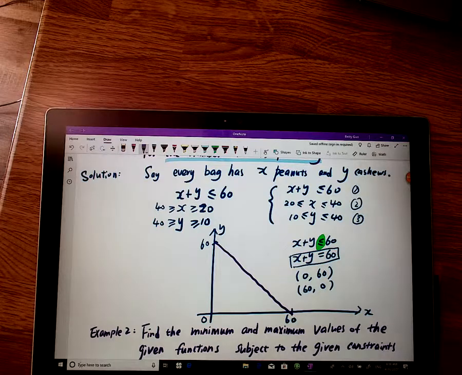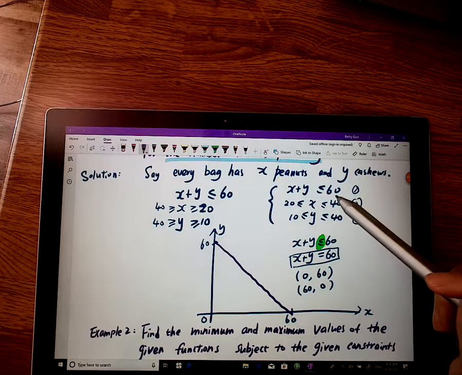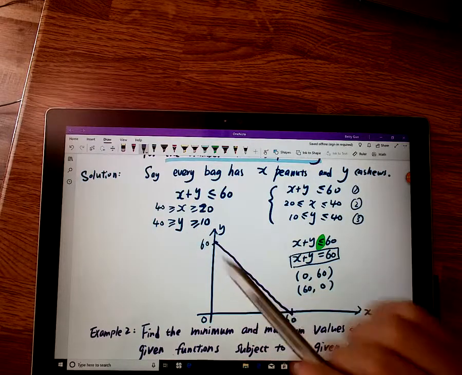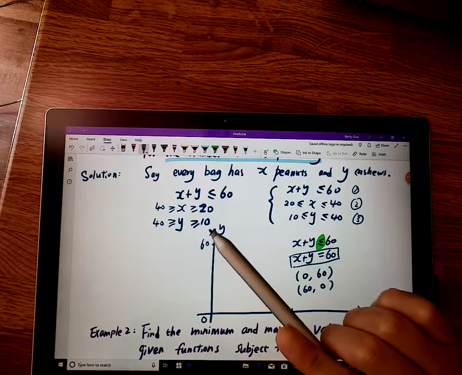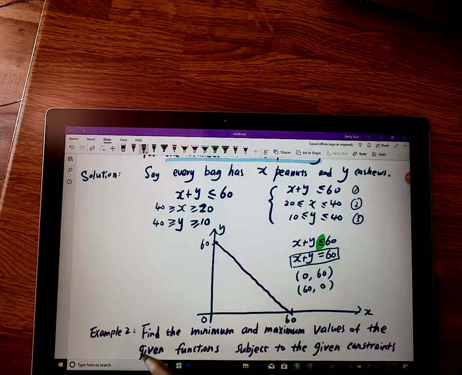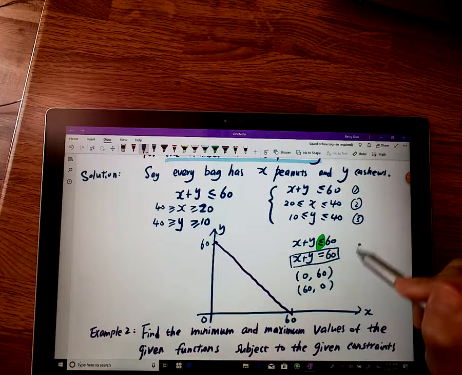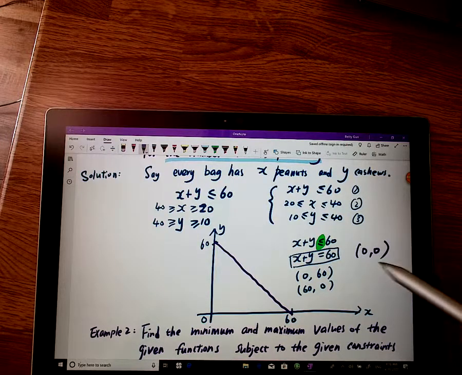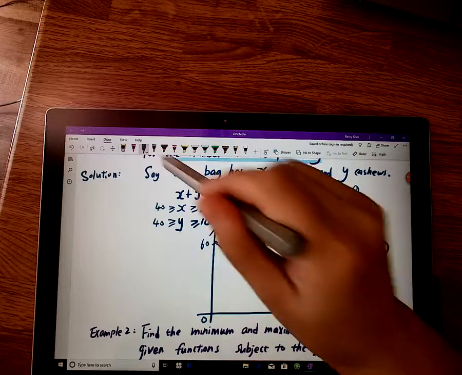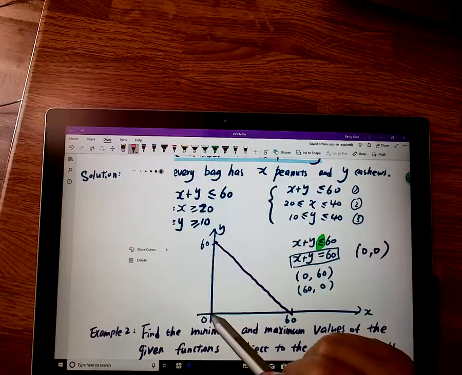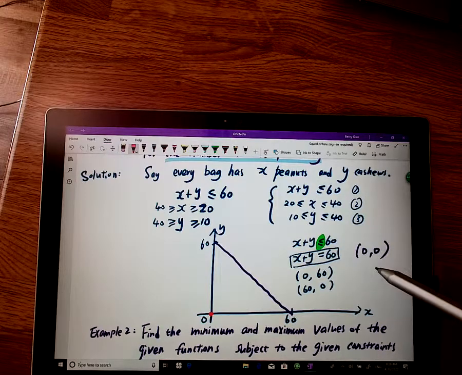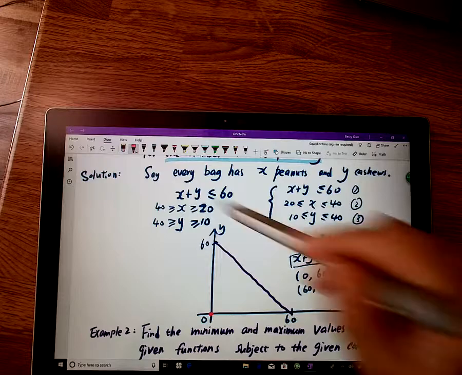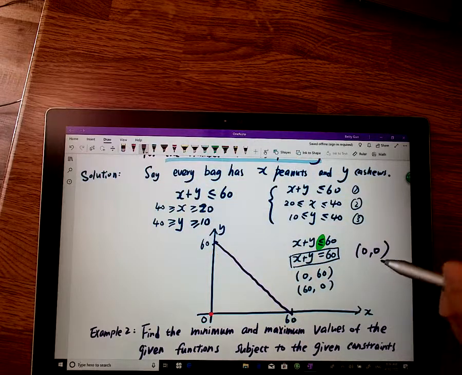And then what's the solution set of the original inequality? The boundary divides the whole plane into two parts, right? We talked about this before: the part above and the part below. We only need to find a testing point to determine which part. So we're going to try the origin. As we have learned before, always choose the origin as long as the origin is not on the boundary. In this case, the origin 0, 0 works because it's so convenient.